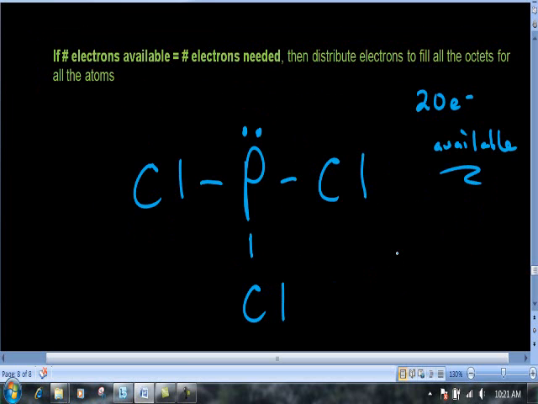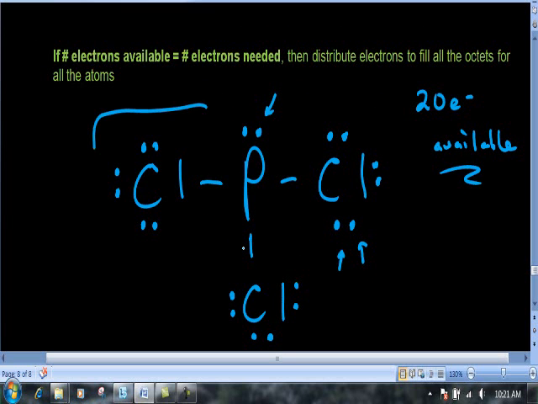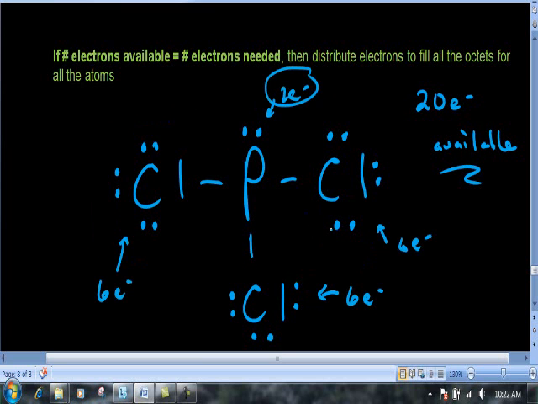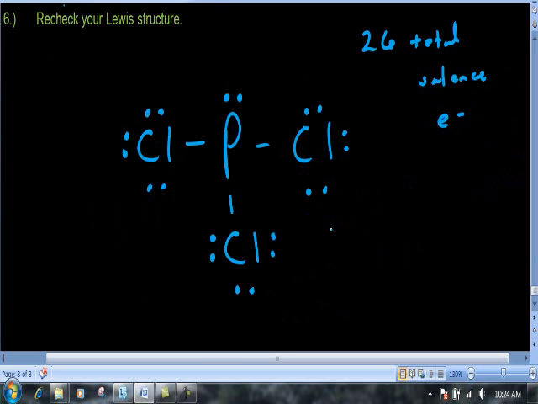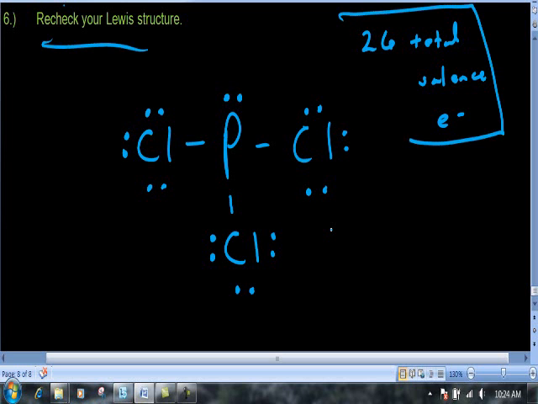Take our 20 electrons available, add a pair of electrons to phosphorus, add 3 pairs of electrons to each chlorine atom, and we've distributed our electrons such that we've now completed the octet for each one of the atoms in our structure. By distributing 2 electrons to our phosphorus and 6 electrons to each one of our chlorine atoms, each atom now has an octet, and we've used up all of our electrons that we had available to complete our Lewis structure. Last step is to recheck our Lewis structure.